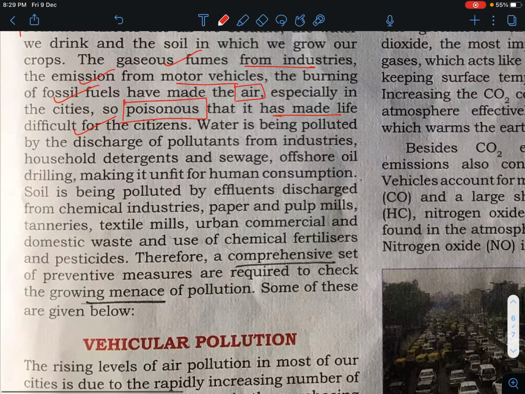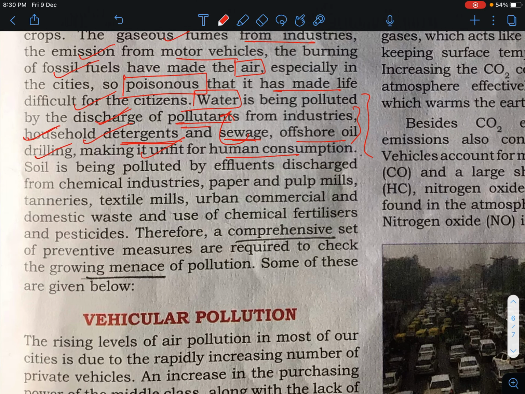Now water is being polluted by the discharge of pollutants from the industries, household detergents, sewage, and offshore oil drilling, making it unfit for human consumption. Household waste means the wastewater drained from our kitchens as well as bathrooms. The discharge released from industries, household detergents, and sewage affects our water and causes water pollution.